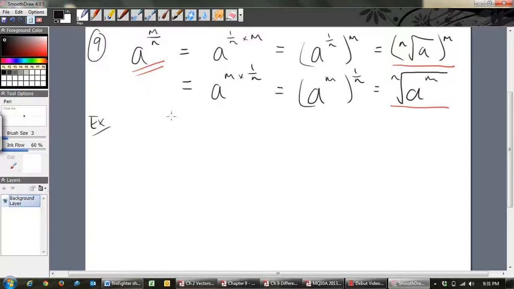Let's do 36 to the power 3 over 2. Now these are a bit of fun. They look horrible, but they're fun. Okay, so I'll do it both ways to show you what I mean by the fact that you could use either of these. These are the ninth law.